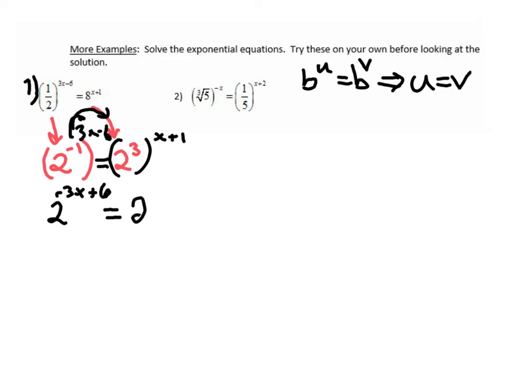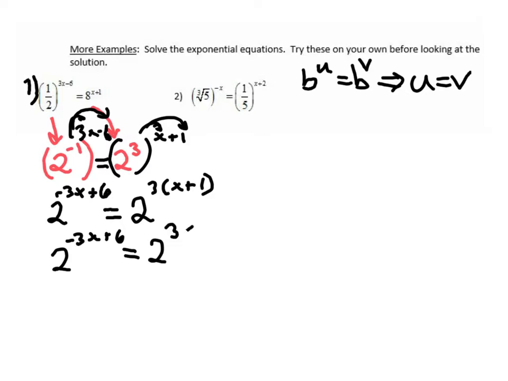On the right side, we distribute the 3 when we multiply 3 times, well, let me write it this way first, just to help maybe clarify. So we need to multiply 3 times x plus 1, so that's why we're distributing here. So this will become 2 to the 3x plus 3. Now we've got the equation in this form. Both sides are written as a power of 2, so we can drop the bases and set those exponents equal to one another.